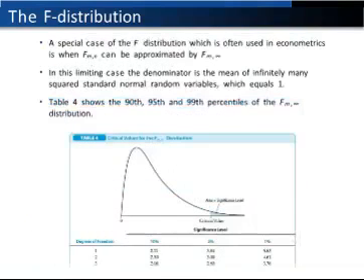A special case of the F-distribution which is often used in econometrics is when F(m,n) can be approximated by F(m, infinity). In this limiting case the denominator is the mean of infinitely many squared standard normal random variables, which equals 1. Appendix Table 4 shows the 90, 95 and 99 percentiles of the F(m, infinity) distribution.